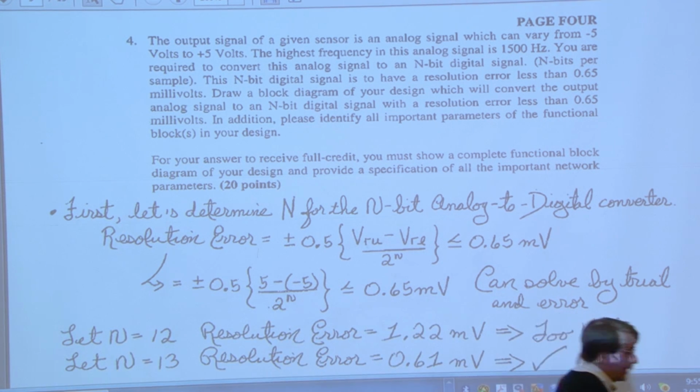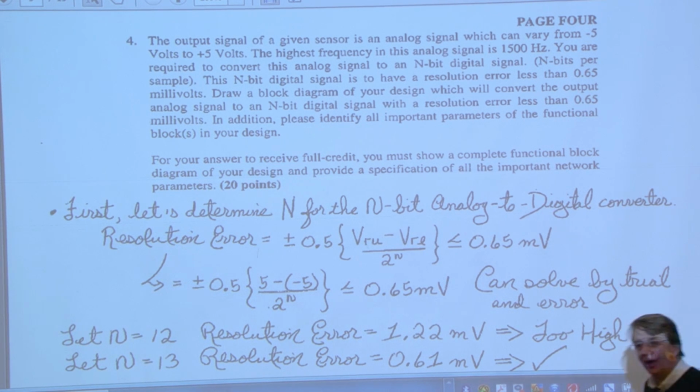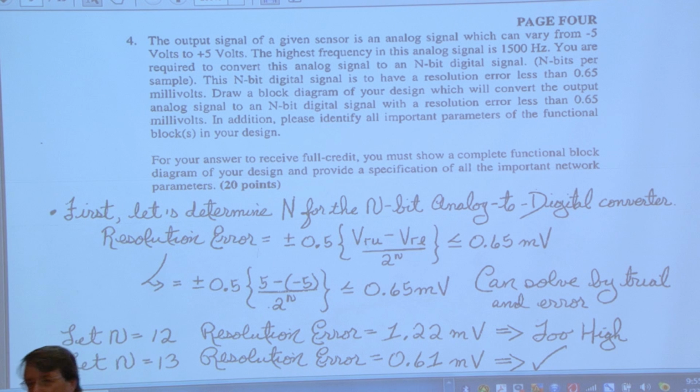Okay, let's go on to the next question, question 4. All right, this looks like a lot of words. And we've got to see if we can figure this out. I guess this is the one time we can't skip a lot of words if it's on an exam. But okay, it says we have a sensor. The sensor produces a voltage. There's a highest frequency in the output of that sensor, and we're going to want to convert this to a digital signal.